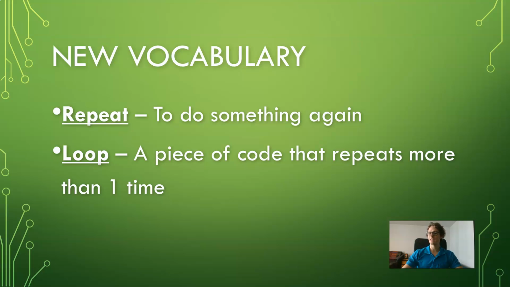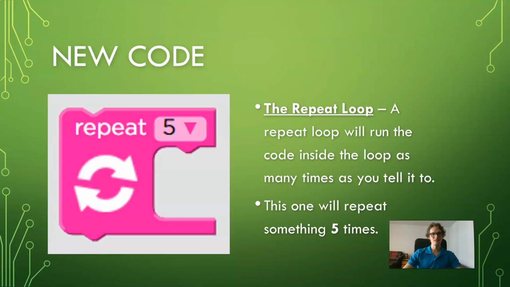Okay, and we're going to see what that is in just a second. Our new code is the repeat loop. That's this piece of code right here, this pink guy. It says repeat at the top, and then it gives you a number. This one says 5, which means that it will repeat 5 times. You can change the number with this arrow. If you click the arrow, when you are on code.org, you will see numbers, and you can choose however many times you want something to repeat.